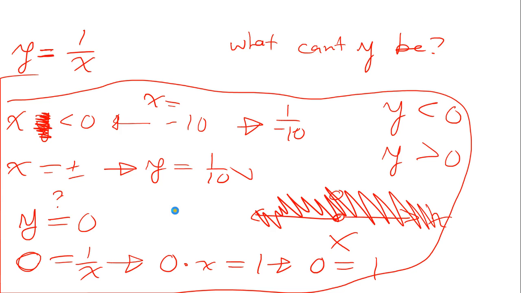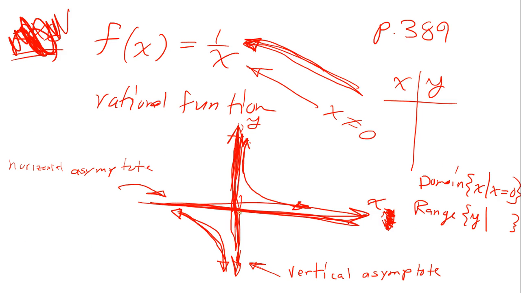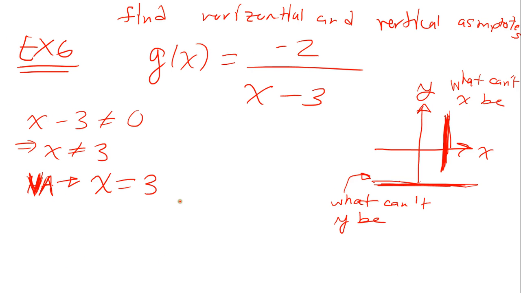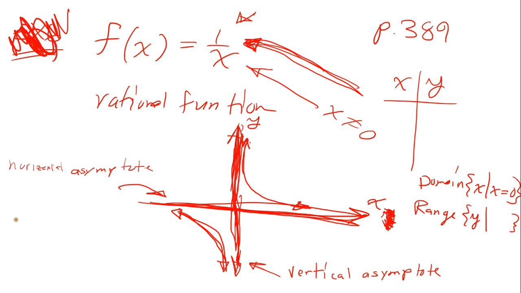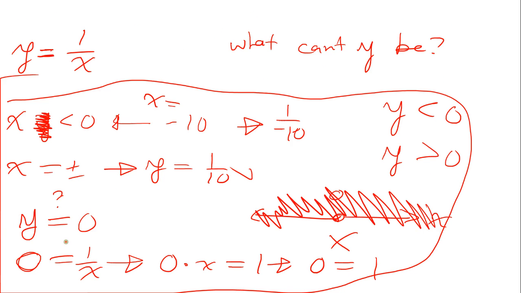Because your asymptote, just like here, is a line. In this case, for 1 over X, your asymptote was just the lines Y equals 0 and X equals 0. So your vertical asymptote is X equals 0. Your horizontal asymptote is Y equals 0. So those are your two asymptotes for 1 over X.